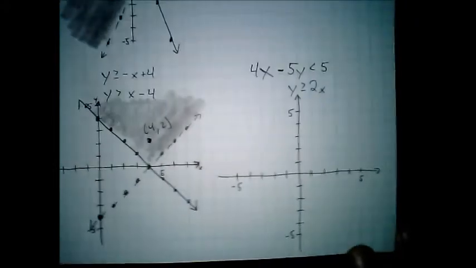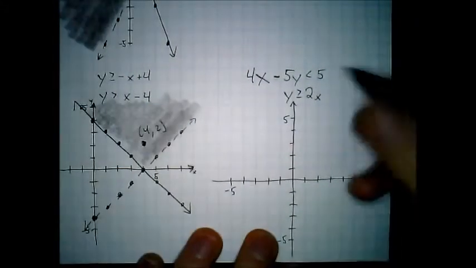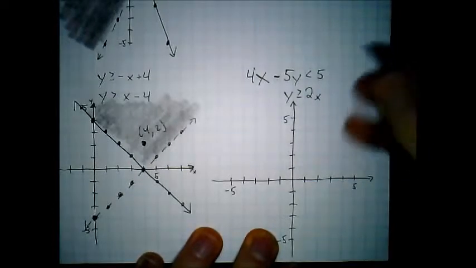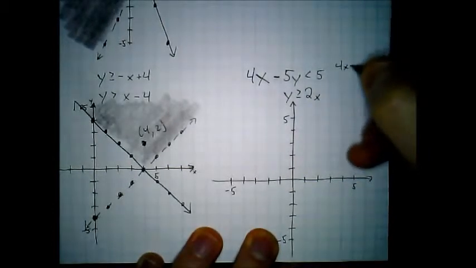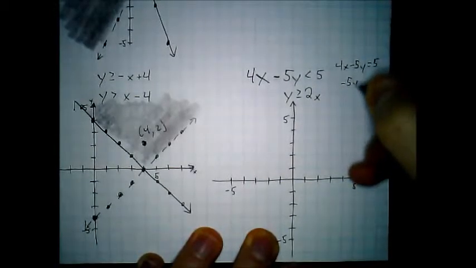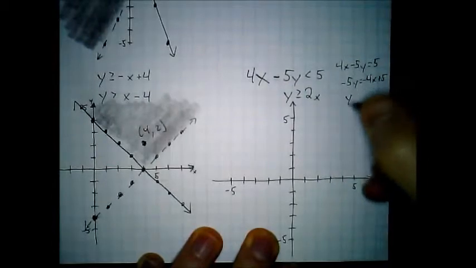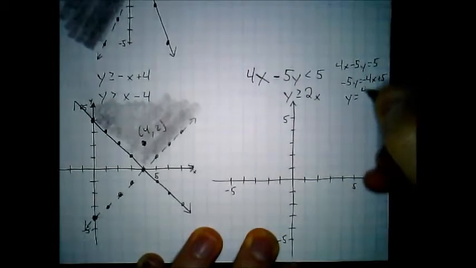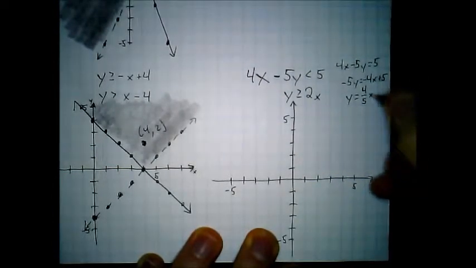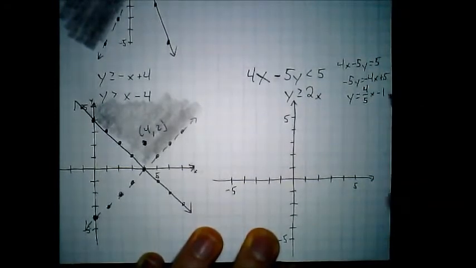Okay, this next example. Okay, so we have to graph these boundary lines. So the first thing we have to do for this first one is solve for y. So 4x minus 5y equals 5. So negative 5y equals negative 4x plus 5. So y equals 4/5 x minus 1. Okay, we need to get it into slope-intercept form. So our slope is 4/5 and our y-intercept is negative 1.